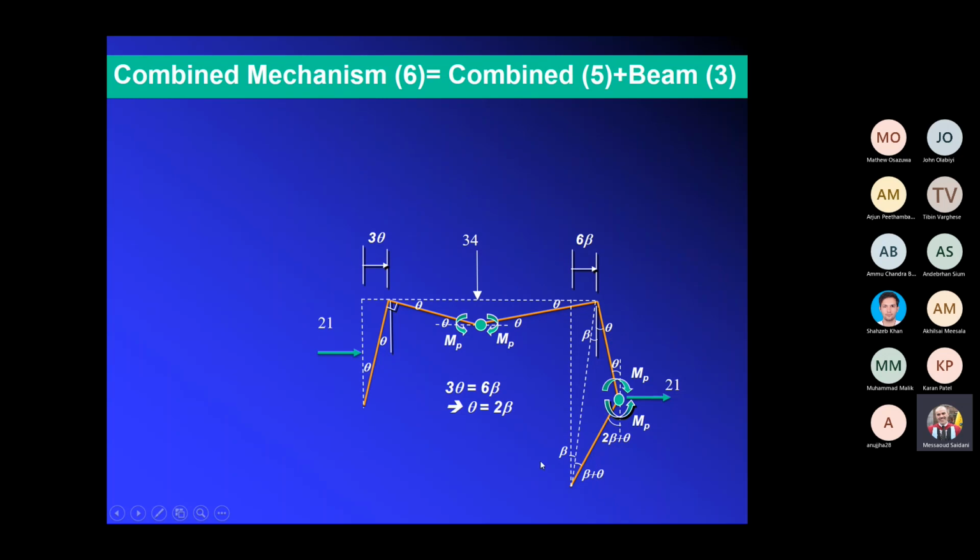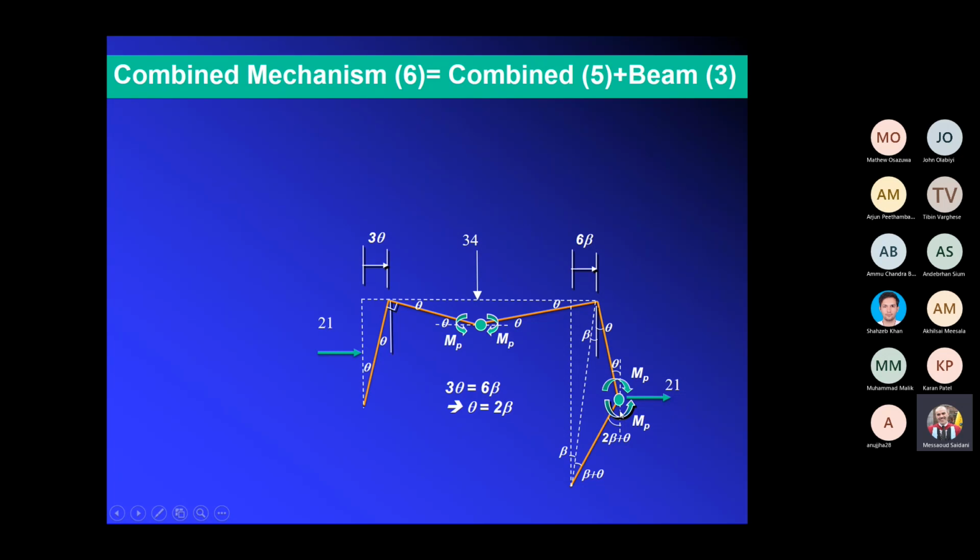And then this is from the principle of superposition. This is the beta. The beta here is from the sway mechanism, and this is from the combined and the beam mechanism. So that gives me effectively 2 beta plus theta here, 2 beta plus theta. And then this angle theta, you have theta on this side, you have also theta on this side because you have parallel lines, okay? And then these are the moments. So we have MP at this joint, and then we have MP and MP for this joint here.